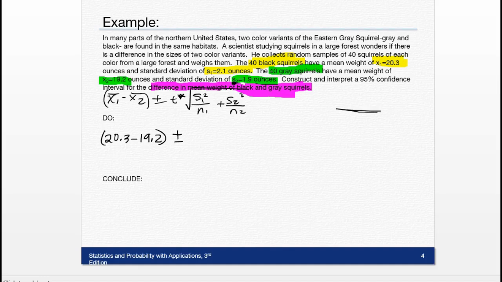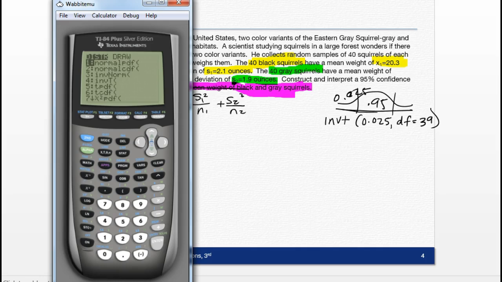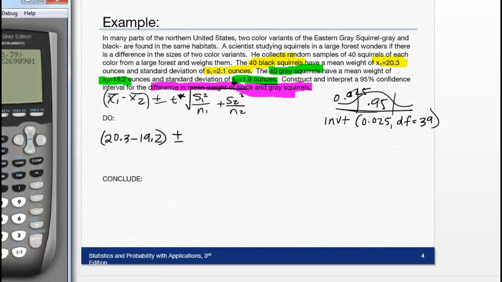Now t star, if you remember, when we did confidence intervals before, it's 95% here, so what's left over in the tail? So that's 0.025. So I'm going to use inverse t, and it's going to ask me the area of 0.025. And then I'm going to take the sample size and subtract 1. Now, if one of these samples was bigger than the other, you would take the smaller sample size. So this one is 40, so my degrees of freedom is 39. If I do that, I get a t star of 2.023.